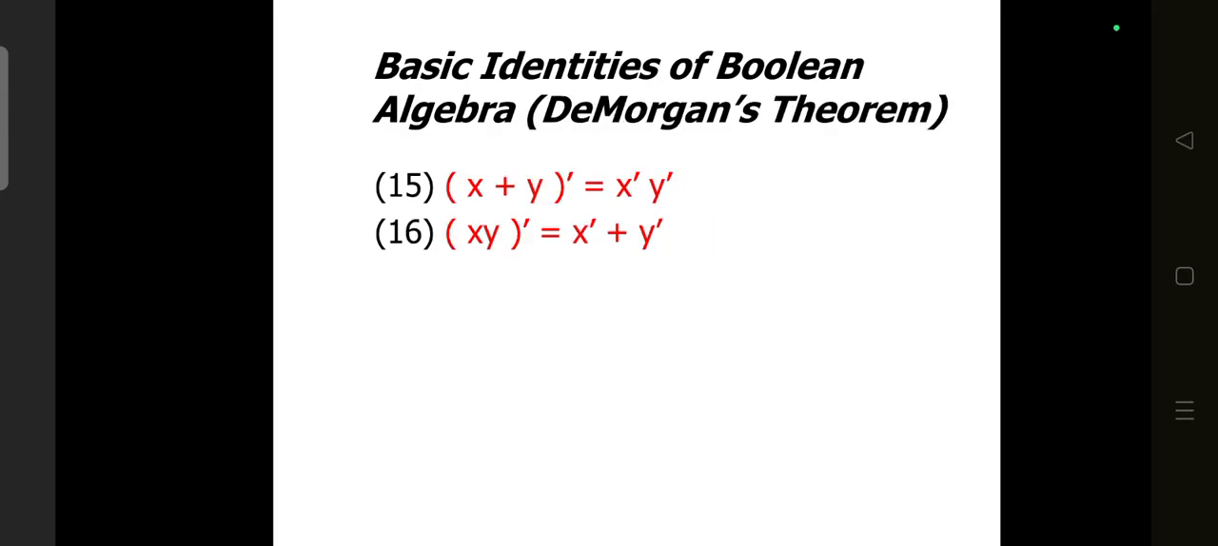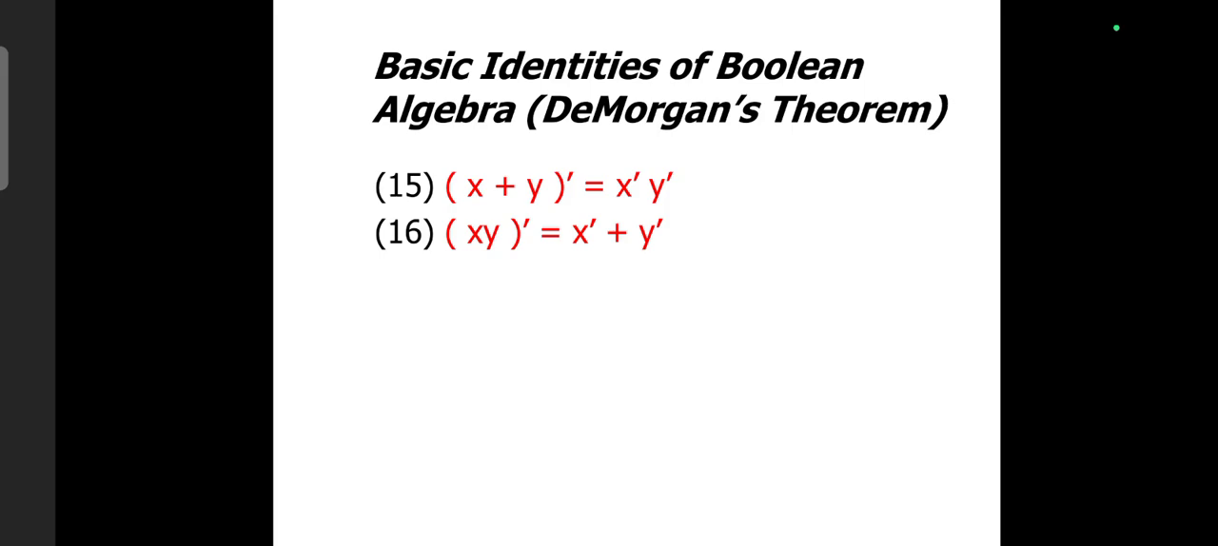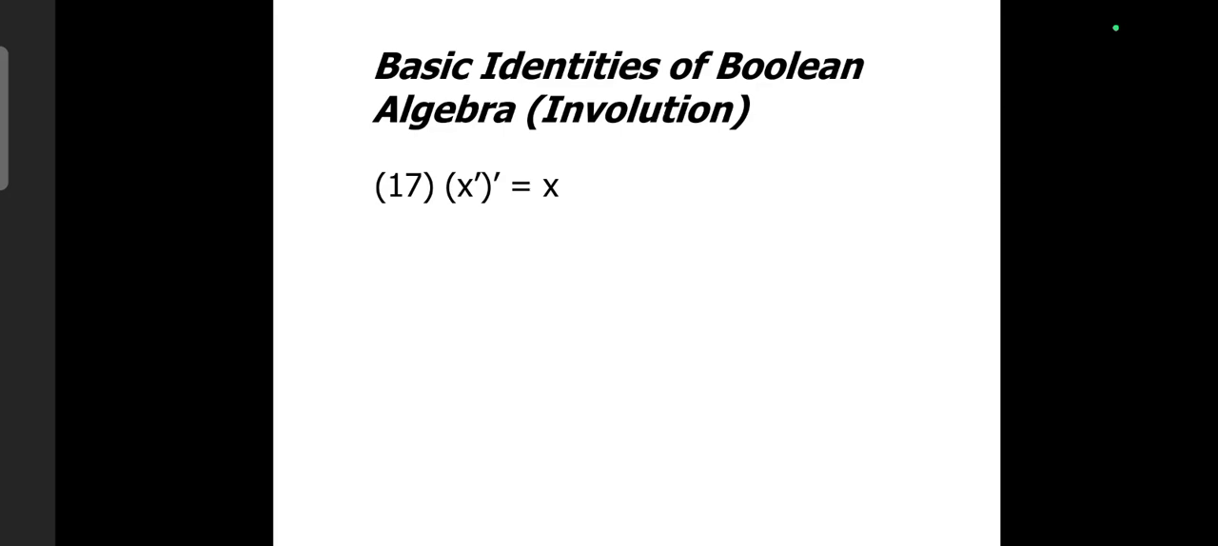De Morgan theorem. De Morgan's theorem is among the most frequently used concepts in digital electronics. The first theorem states x plus y the whole bar equal to x bar y bar. The second theorem states x into y the whole bar equal to x bar plus y bar. A rule to remember is change OR to AND, AND to OR, and complement every variable. This theorem helps transform logic circuits and is especially useful when working with NAND or NOR gates. So generalized De Morgan theorem, and it is involution: x bar the whole bar equal to x.